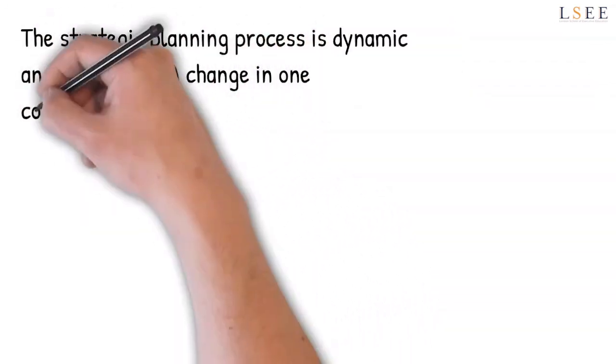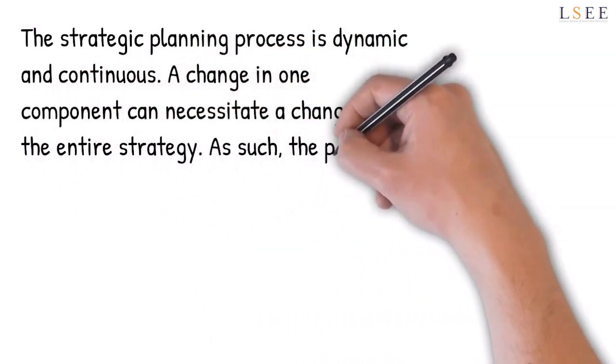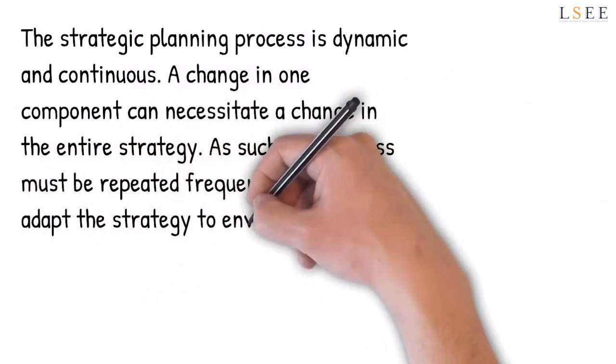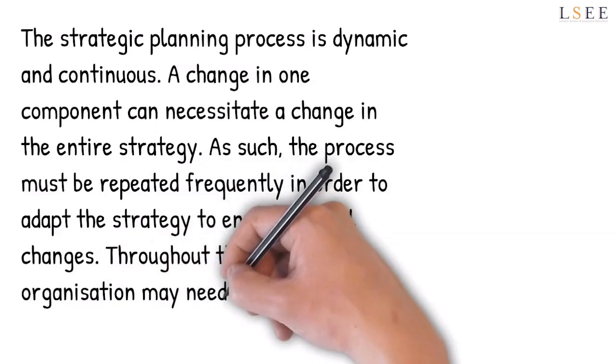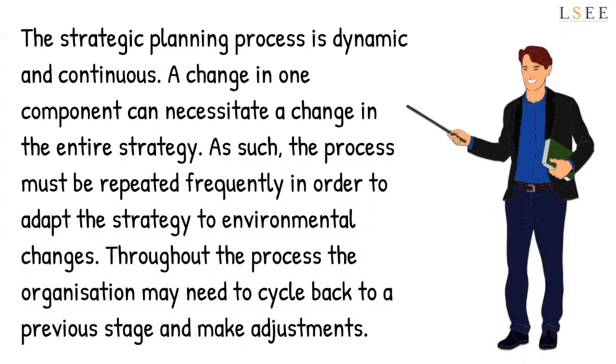A change in one component can necessitate a change in the entire strategy. As such, the process must be repeated frequently in order to adapt the strategy to environmental changes. Throughout the process, the organization may need to cycle back to a previous stage and make adjustments.